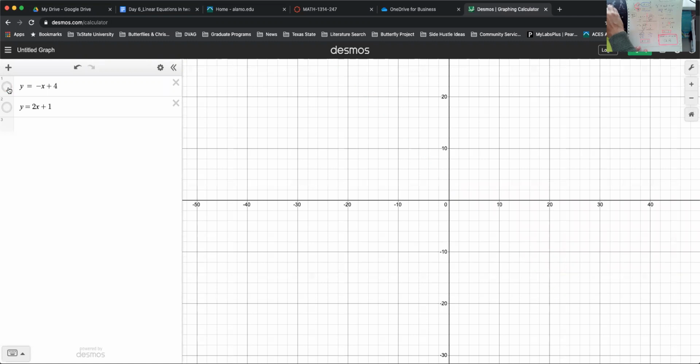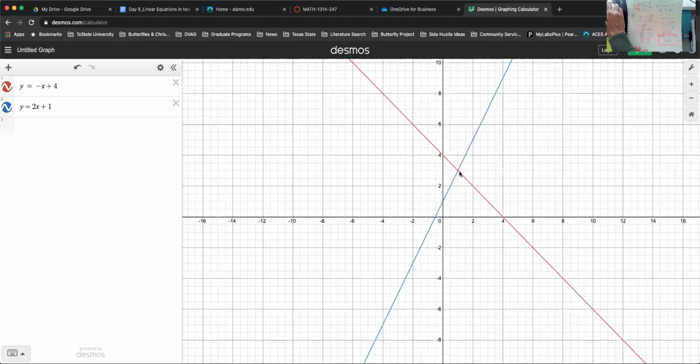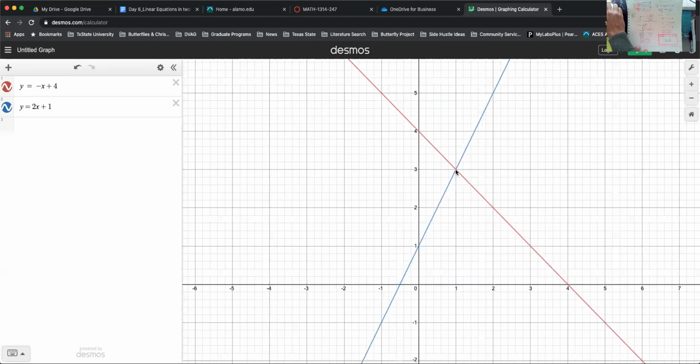Okay, let me turn this one off. For the second equation, the line looks like this. It looks like the slope is going up in the positive direction to the right. Okay, so if I plot those two things at the same time, I have two lines and they intersect at this point right here. If I click on this intersection point, it's at 1,3, which is the system solution.